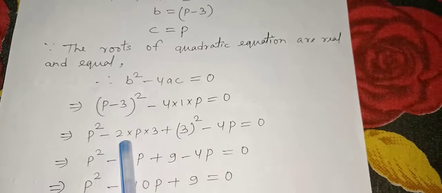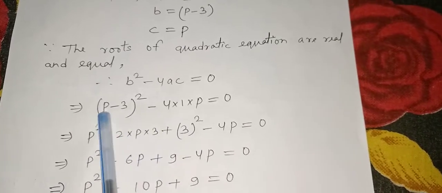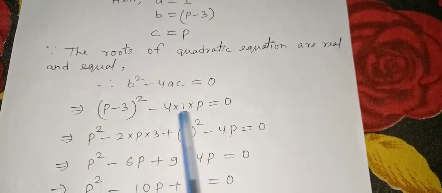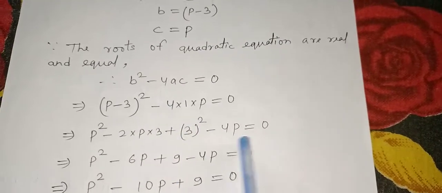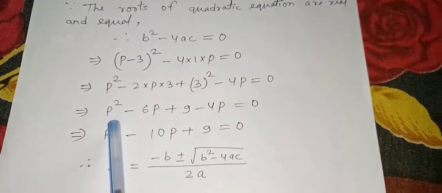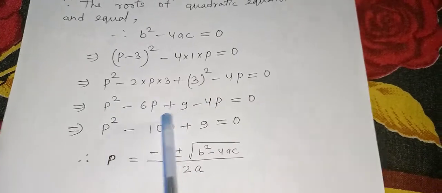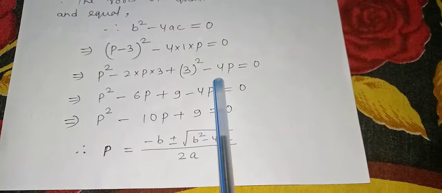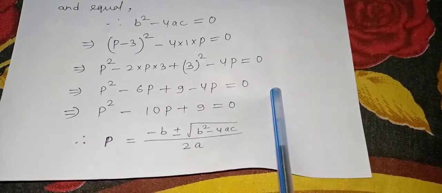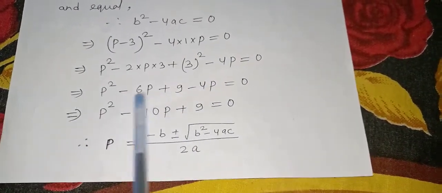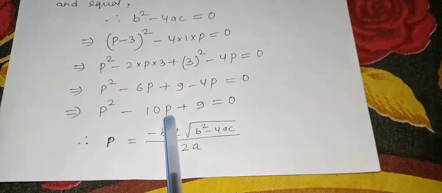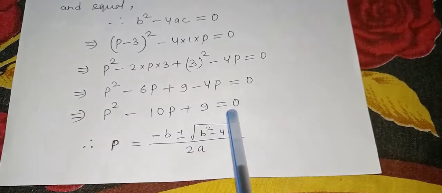So p square minus 2ab means 2 into p into 3, a is p and b is 3, and plus 3 square means b square, and minus 4 ones are 4, 4p equal to 0. Now we will further simplify. p square minus 6p plus 9, because 3 square is 9 and 3 twos are 6p, and minus 4p equal to 0. Now 6p and 4p can be added because both are minus, so it will be minus 10p. So p square minus 10p plus 9 equal to 0.